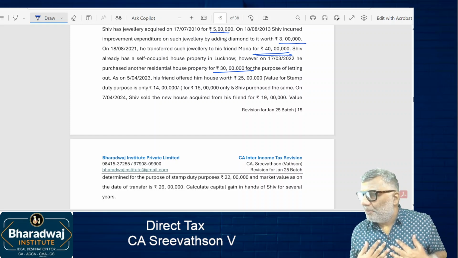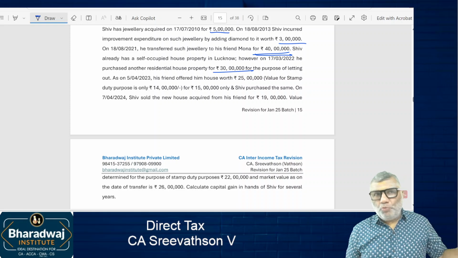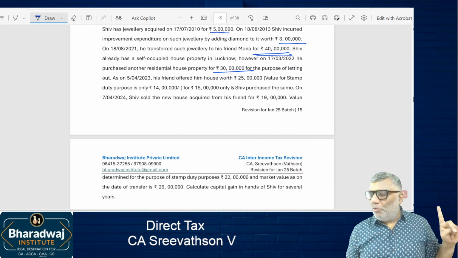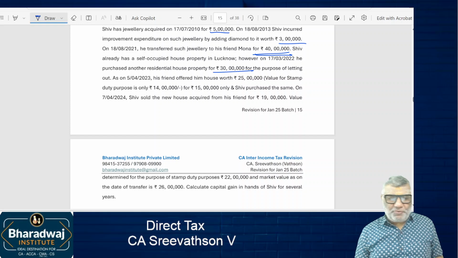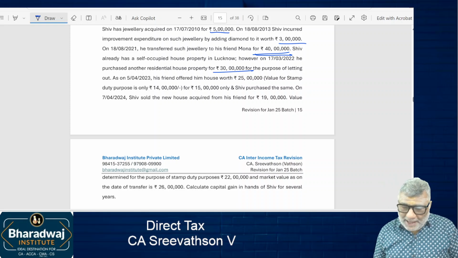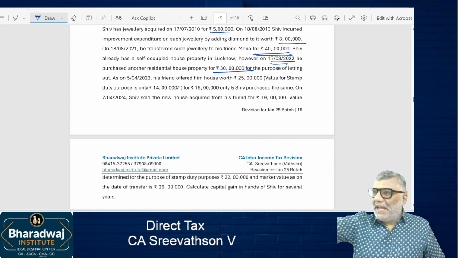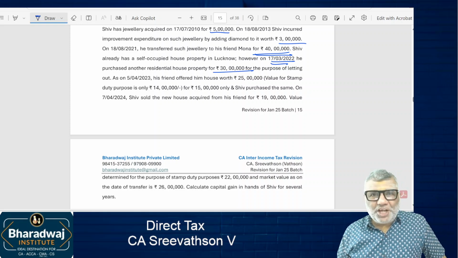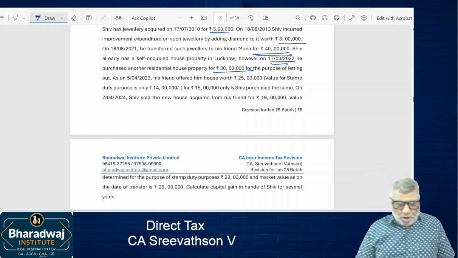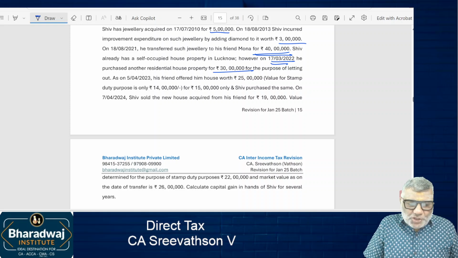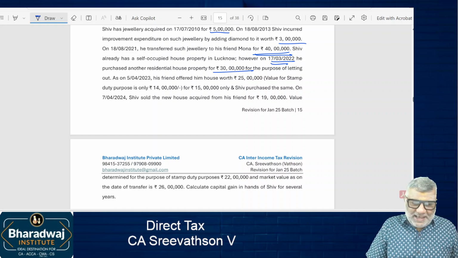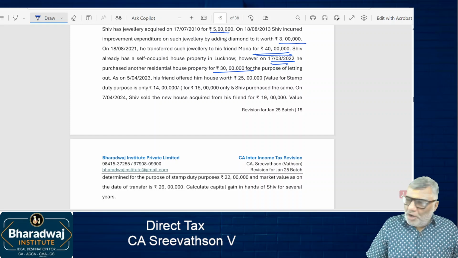54F says you can own one property; you cannot own more than one property. So 54F is available. But remember, from this date, he should hold the newly purchased property for 3 years. But unfortunately, I think he is maintaining it. As on 5/4/23, in the current year, his friend offered him a house of 25 lakhs for just 15 lakhs and he purchased the same.